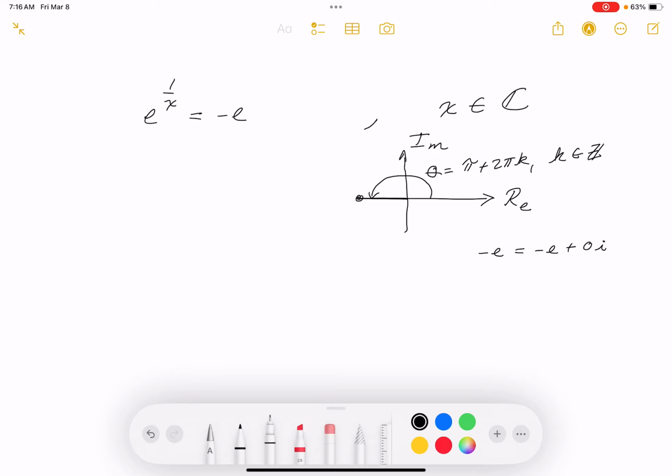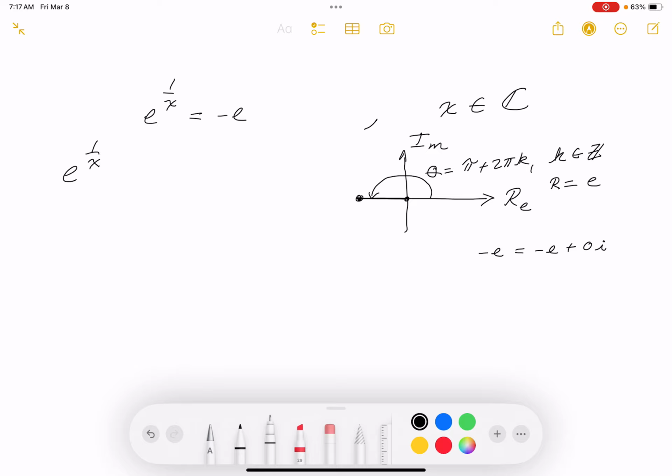And the modulus, r, is going to be the distance from the origin, or the pole, to that complex number, which, as I'm looking at it, is minus e plus 0i. And that distance is just e, all right? So I could rewrite this as e to the 1 over x.